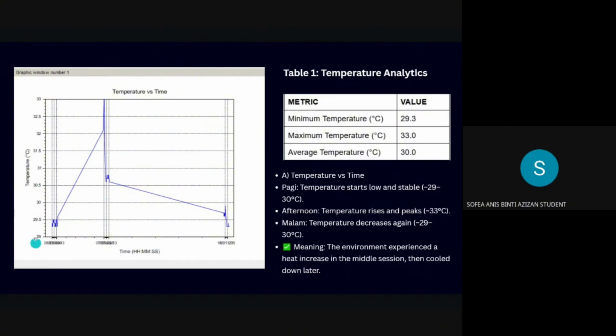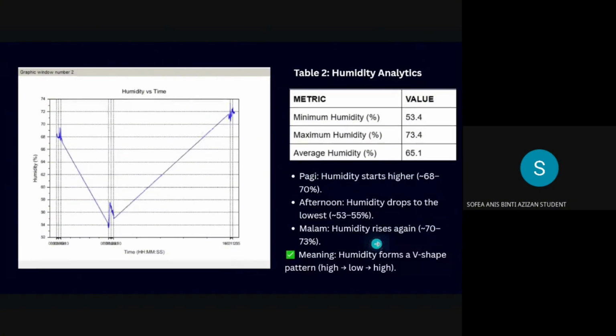As you can see, in the morning the temperature is quite low. In the afternoon the temperature spikes up a bit because in the afternoon the temperature rises, but at night it goes back down. Next is the humidity table. So for humidity, when humidity rises, temperature is low. So in the morning, the humidity rises up. Afternoon, it goes down, and at night, it comes back up.